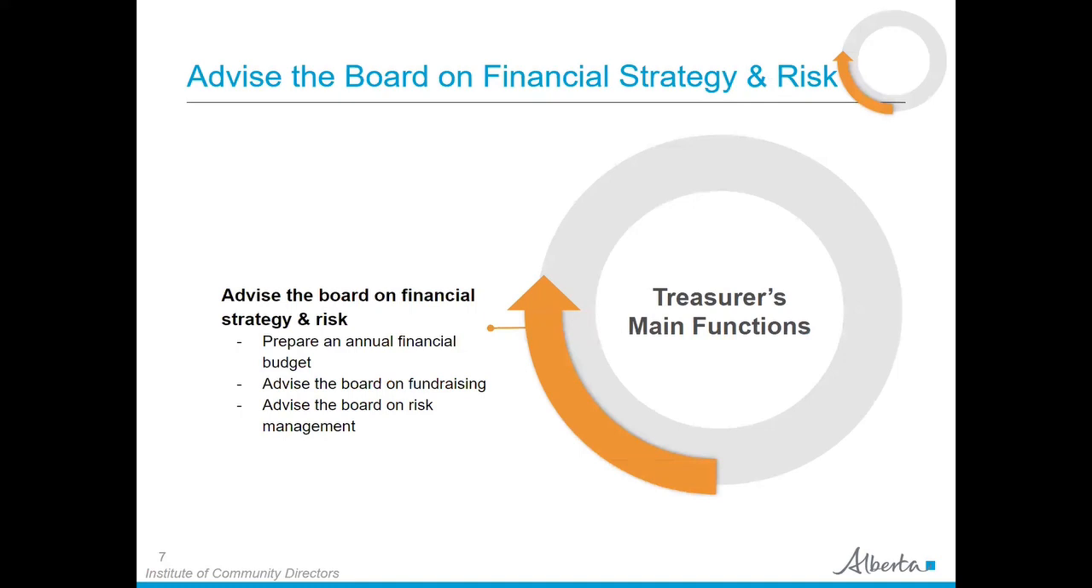Advising the board on financial strategy and risk includes 3 main subcategories, which are prepare an annual financial budget, advise the board on risk management, advise the board on fundraising. Let's look at each of these in detail. We start by the treasurer's role in preparing an annual budget.